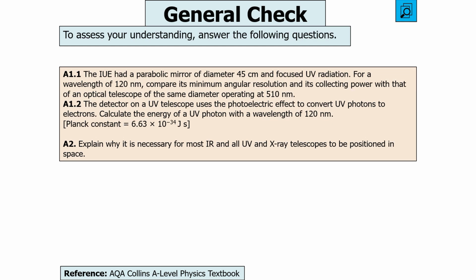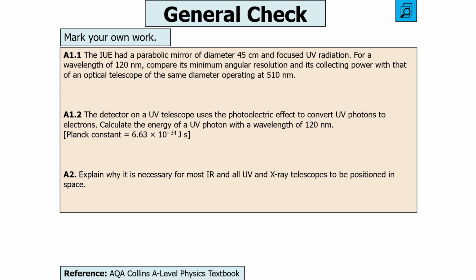Now, the next question says the IUE has a parabolic mirror of diameter 45 centimeters and focused UV radiation. For a wavelength of 120 nanometers, compare its minimum angular resolution and its collecting power with that of an optical telescope of the same diameter operating at 510 nanometers. Now, the detector on a UV telescope uses the photoelectric effect to convert UV photons to electrons. Calculate the energy of a UV photon with a wavelength of 120 nanometers and explain why it's necessary for most IR and all UV and X-ray telescopes to be positioned in space. So pause the video now, then unpause the video when you want to go through your answer.